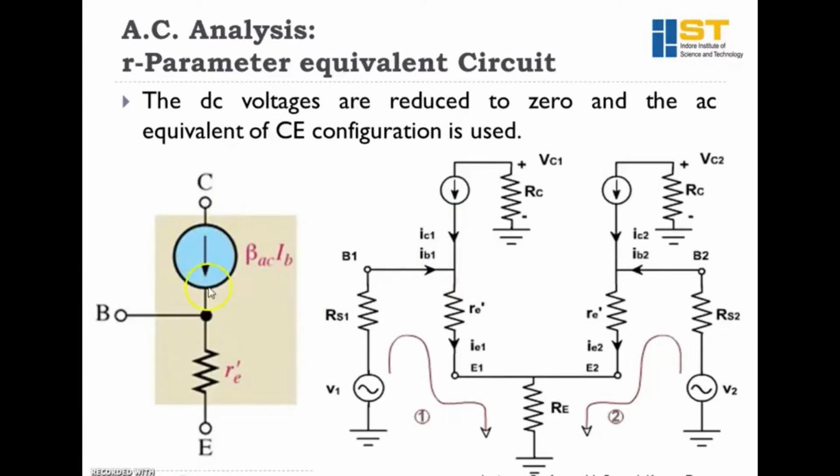We have to use a current source, that is beta AC IB, or we can say this is IC current, and this is the equivalent resistance at the emitter, so it is R dash E. So we have got the r parameter equivalent circuit of the differential amplifier, where VCC is grounded and transistors are replaced with their r parameter equivalent circuit.